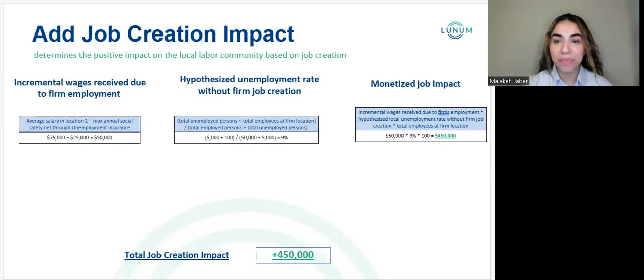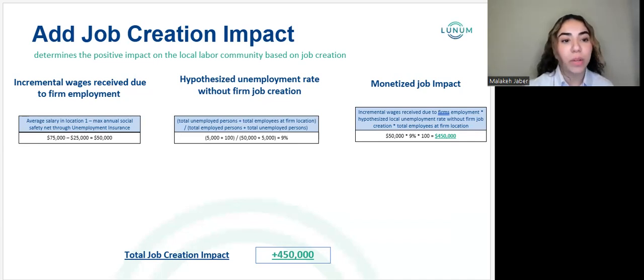And finally, we add job creation. When we're talking about job creation, we're essentially determining the positive impact that this firm has on the local labor community based on the jobs that it's created. The first step is to determine the incremental wages that were received due to the firm's employment. You take the average salary in location 1. For the purposes of today's example, there is only 1 location for company ABC.